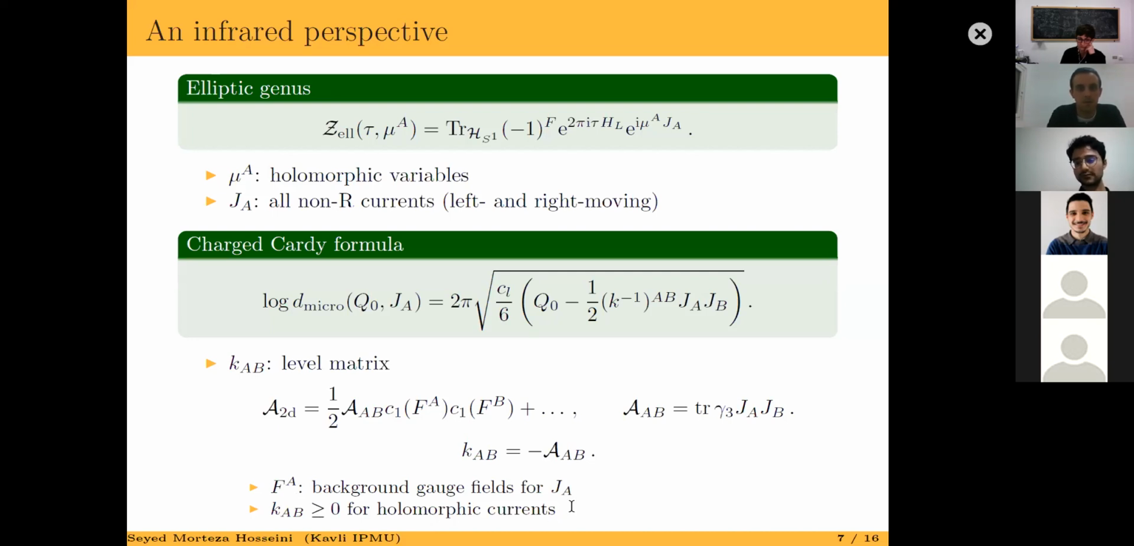Okay, so having said this, as you can see, this logarithm of the number of microstates, the charged Cardy formula, only depends on the bunch of anomalies that you have. So if I give you a way to compute the C_L and the K, the level matrix, for various conformal field theories in the IR, you would definitely obtain a nice statistical interpretation for the black hole entropy in a holographic dual picture.